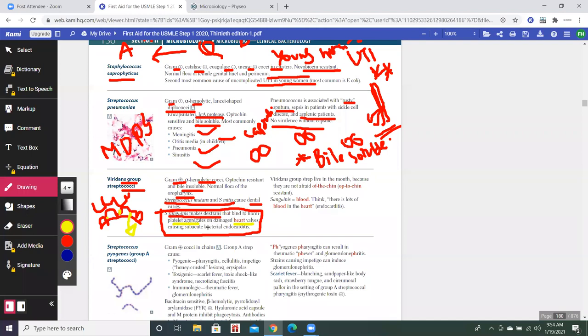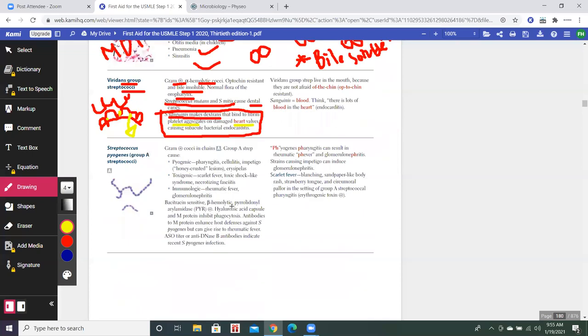If there is a person who has a new onset of endocarditis with marks on her or his hand, which organism are we thinking about? Staph aureus. Very good. We are thinking about Staph aureus. The viridans group of Streptococci lives in the mouth. Sanguinis, as in blood, thinks there's lots of blood in the heart, endocarditis. Okay, so this is not important. We are not going to use the mnemonics over here. We will only use our knowledge of viridans Streptococci.